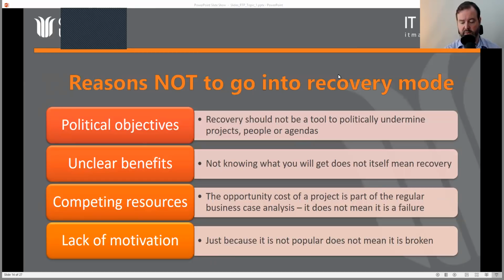And just because a project is deemed a little boring doesn't mean it's broken. So these are some of the things that can be misconstrued as, well, we have this, therefore we need to get into recovery mode and seriously rejuvenate this project. Possibly not.